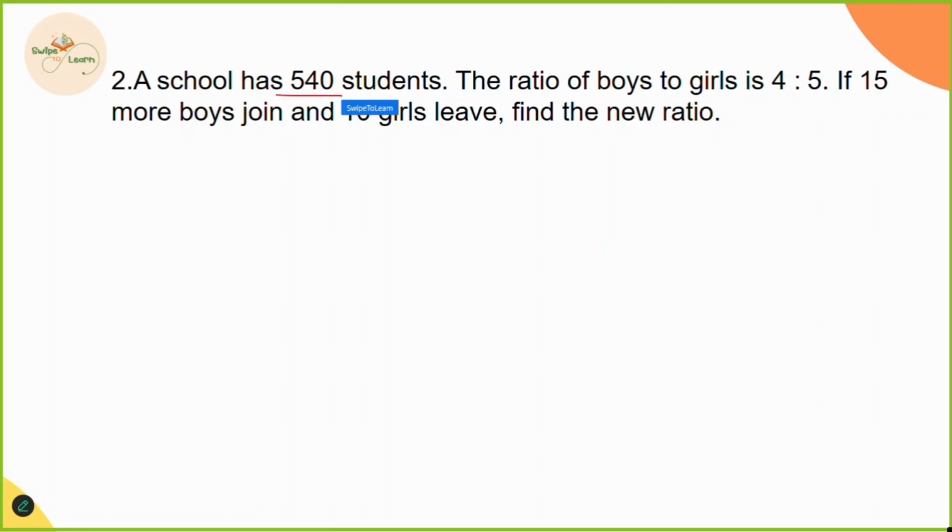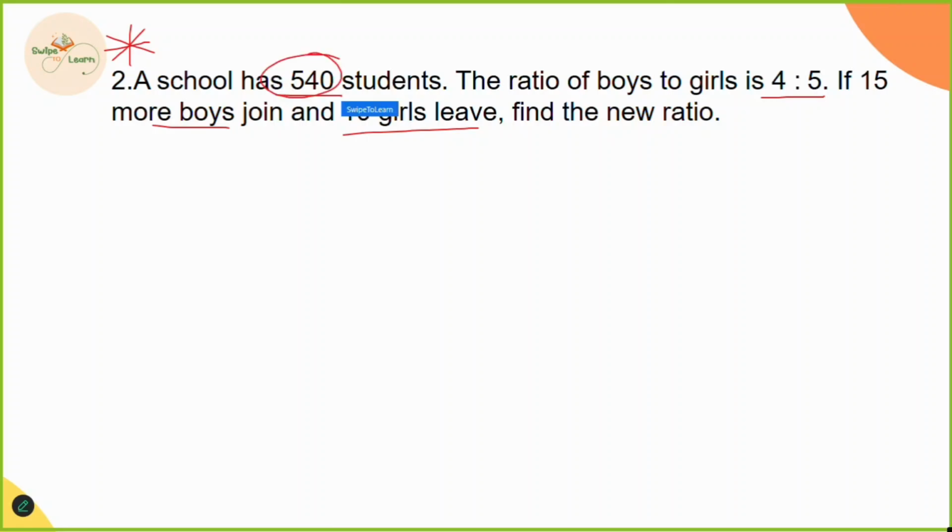A school has 540 students. The ratio of boys and girls is 4:5. If 15 more boys join and 10 girls leave, find the new ratio. This is an important question, and all the questions might be in the same pattern, so look at this very carefully.